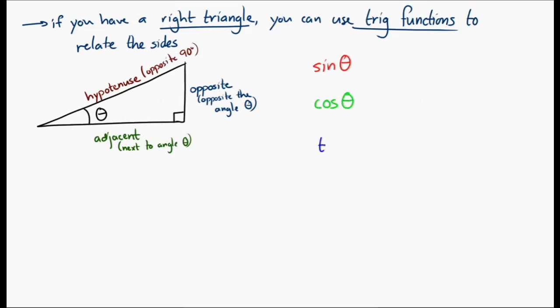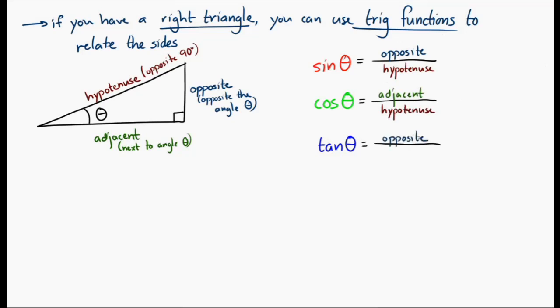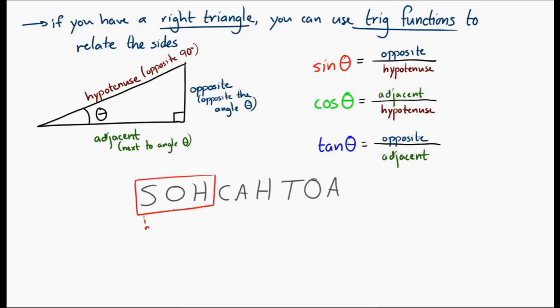The sine of the angle that I've indicated here is equal to the opposite side divided by the hypotenuse. Meanwhile, the cosine of the angle is equal to the adjacent side divided by the hypotenuse. And then the tangent of the angle is equal to the opposite side divided by the adjacent side. The mnemonic that is usually used to remember this is SOHCAHTOA. So sine is opposite over hypotenuse, cosine is adjacent over hypotenuse, tangent is opposite over adjacent. This is a very useful thing.